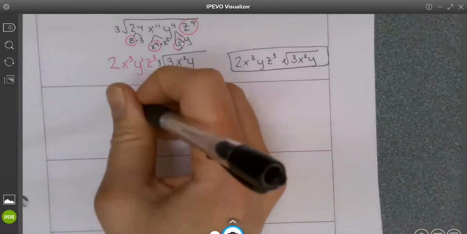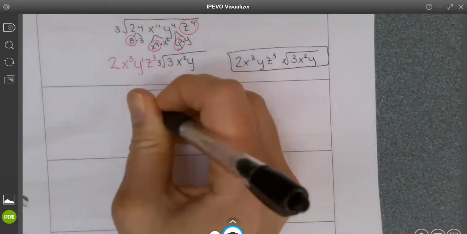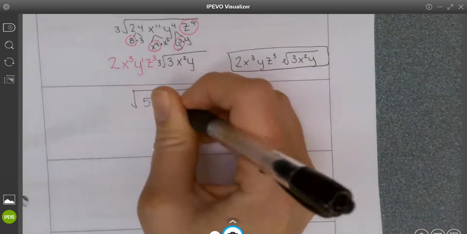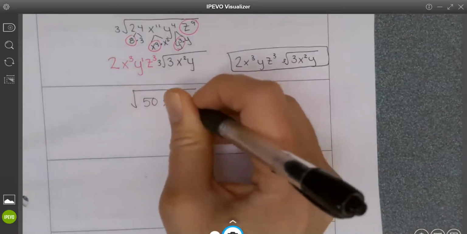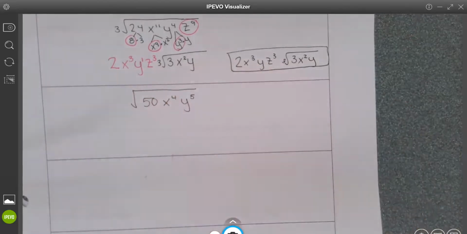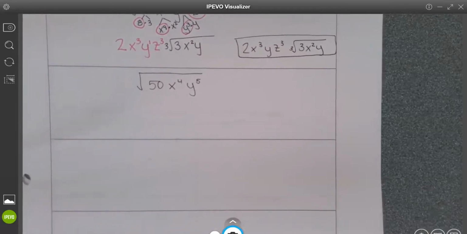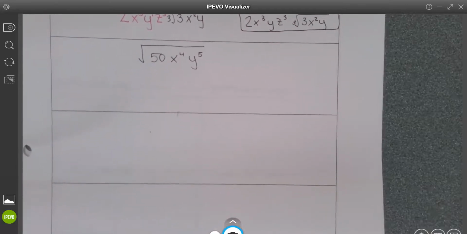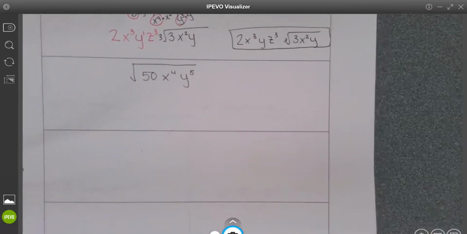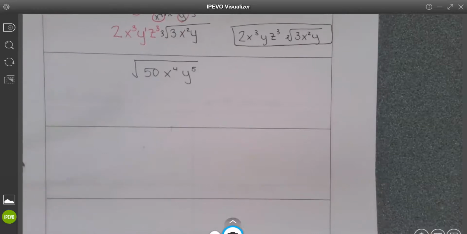So let me write another, this time I'm going square root. So square root of 50, x to the 4th, y to the 5th. You may want to pause that for a minute and think about, well, what would I do there? Using the first 2 problems as an example.